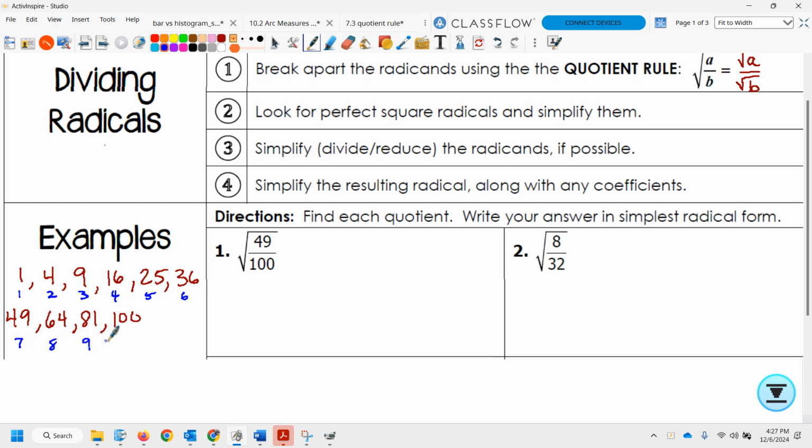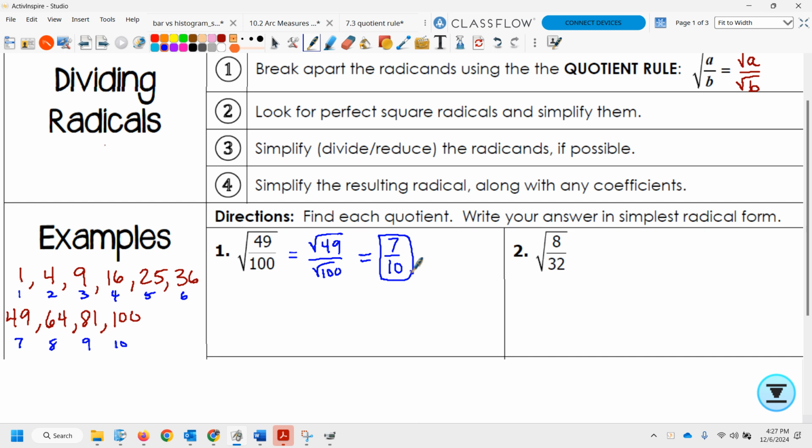You want to see, when I break this apart, is it going to be a perfect square over a perfect square? Well, sure, because 49 is a perfect square and so is 100. The roots of the numbers are underneath, so it's simply 7 over 10. If we had to reduce or simplify, we would do that. So I shouldn't call it reducing, because it's not.